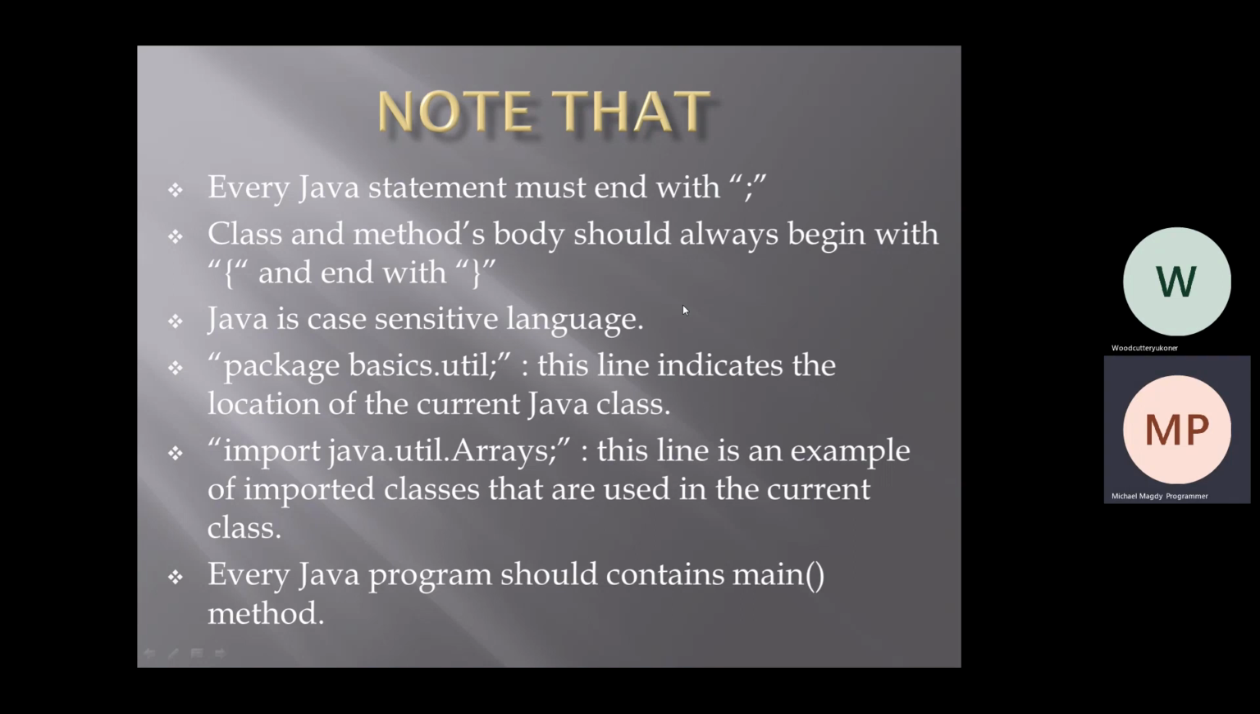Okay. And yes, every Java program should contain a main method. But methods in general, you can create as many as you can in a Java program. And their names, you can name them any names you want. But the main method is a special case. Okay.